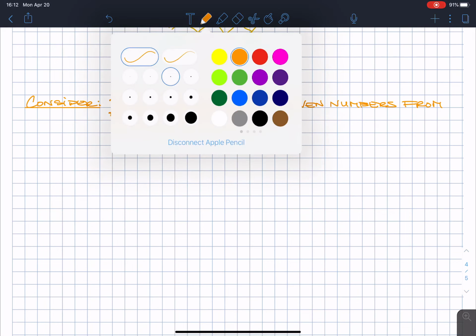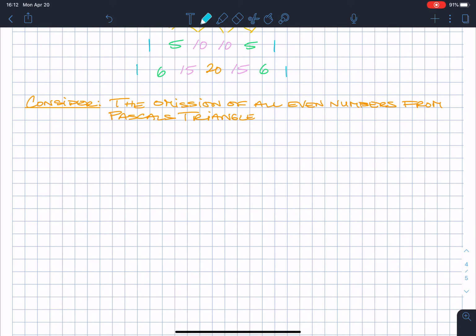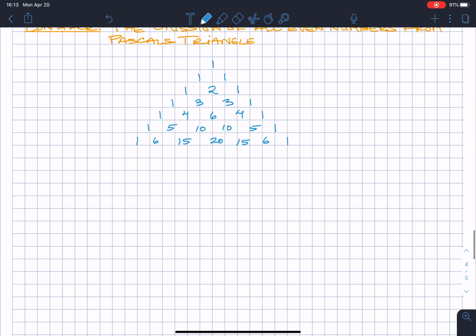So I'm going to just go ahead and rewrite Pascal's triangle. Let's see, maybe a little darker. 1; 1, 1; 1, 2, 1; 1, 3, 3, 1; 1, 4, 6, 4, 1; 1, 5, 10, 10, 5, 1; 1, 6, 15, 20, 15, 6, 1; 1, 7, then 21, then 35, 35, 21, 7, and 1.